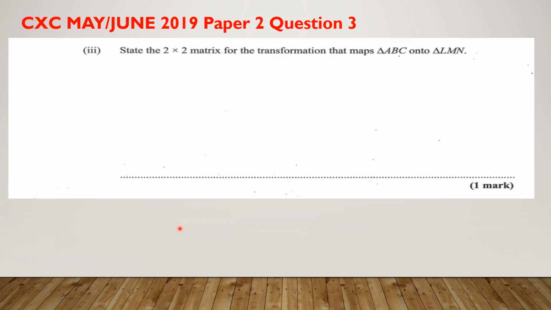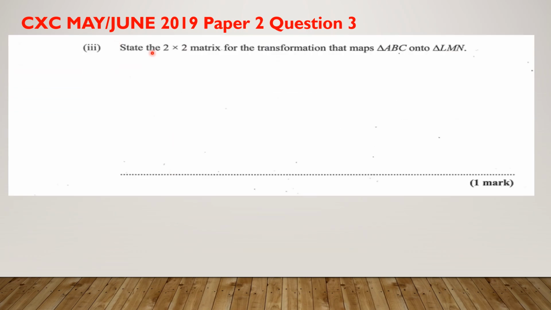Now for 1 mark, you're being asked to state the 2x2 matrix for the transformation that maps triangle ABC onto triangle LMN. Now this is something that you learn. And that single matrix is -1, 0, 0, -1. So state that. All right, 1 mark.